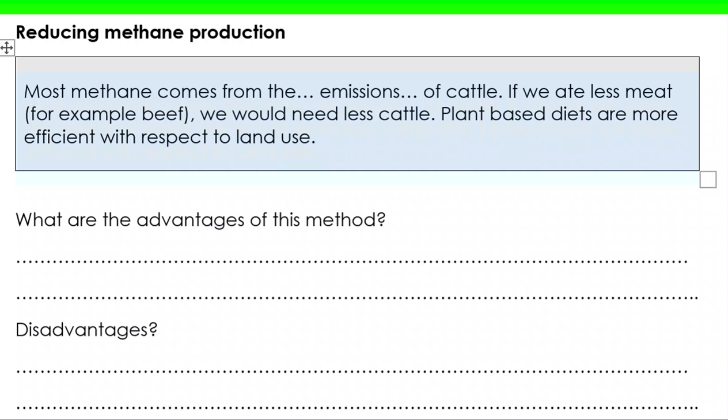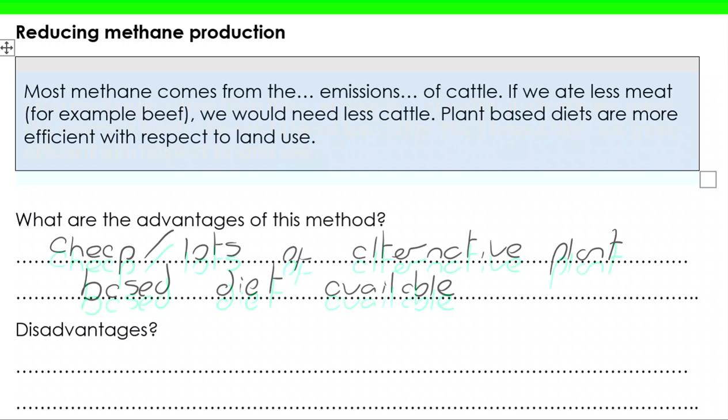And then we could look at reducing methane production. Emissions of cattle. If we ate less meat, we would need less cattle. Plant-based diets are also more efficient with respect to land use. What are the advantages? Well, it's fairly cheap. There's lots of alternative plant-based diets available.